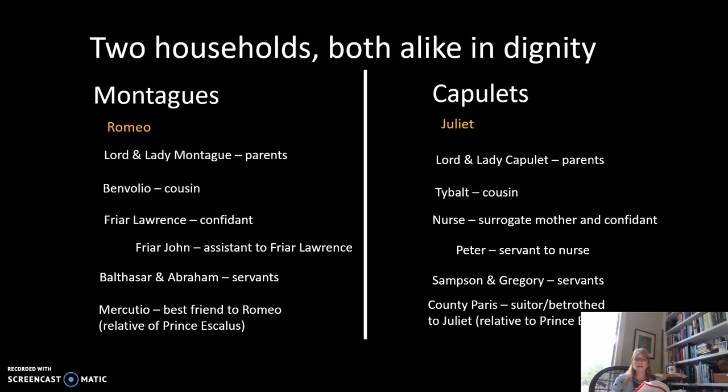And then there is a character on either side of the chart here in either household who is related to Prince Escalus. And this is important because the prince keeps it in mind when he lays out the punishments throughout the play. As he says at the end, he has lost a brace of kinsmen. And so this is an important factor. Mercutio is best friend to Romeo and again a kinsman to the prince, and Count Paris is a suitor for Juliet and also a relative or kinsman to the prince.